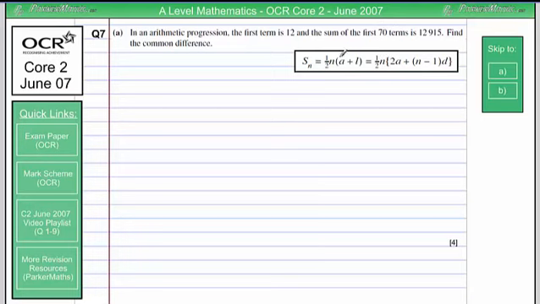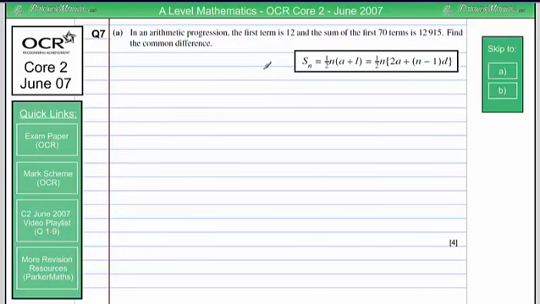In these two formulae, n is the number of terms that we're going to sum to, a is the first term, l is the last term, and d is the common difference, so what we're adding on to each term. We don't know the last term, so we're going to use this last part here that says half n bracket 2a plus n minus 1 d.